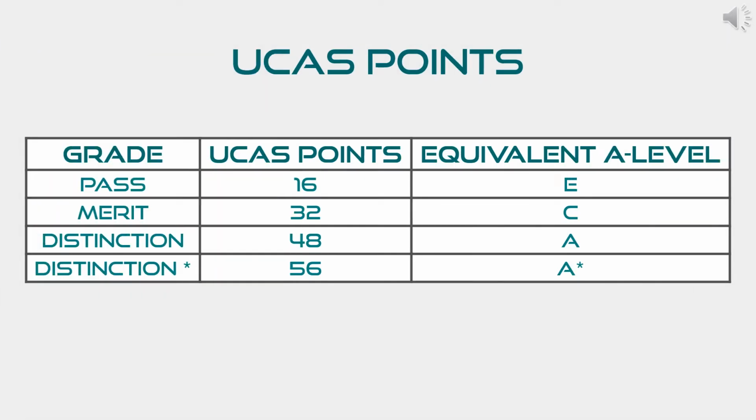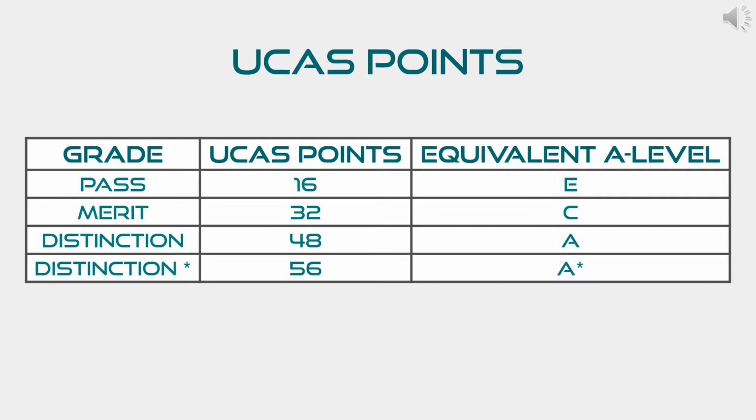UCAS points. The table on this slide shows the equivalent UCAS points from the 4 grade descriptors in digital media in comparison to the equivalent A-level grade descriptors. A pass on this qualification is equivalent to an E at A-level, which is worth 16 UCAS points.